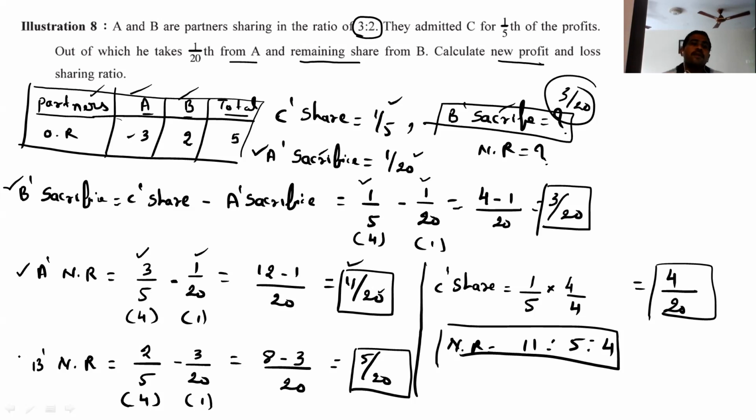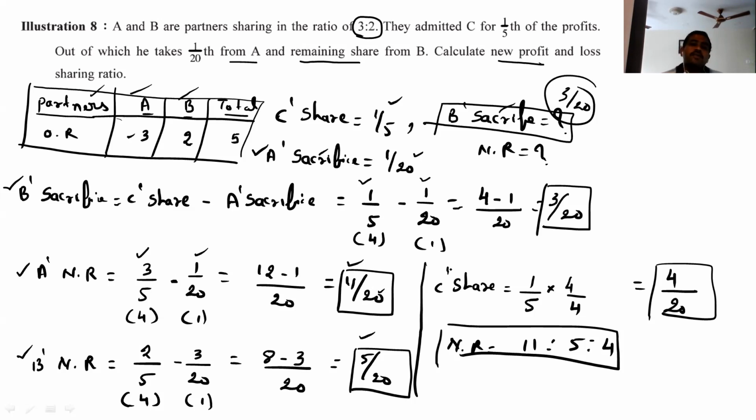Then comes B's new ratio. 2 by 5 minus, what is the B sacrifice? 3 by 20. So again the cross multiply, 2 fours are 8 minus 3 by 20. It comes to 5 by 20. Right, clear up to here.